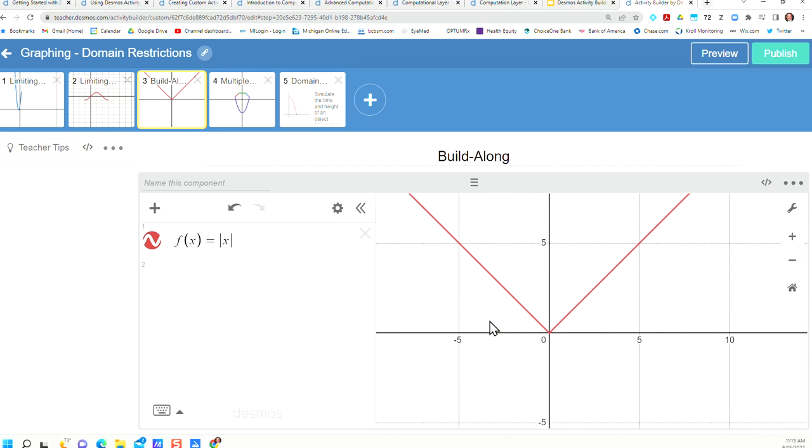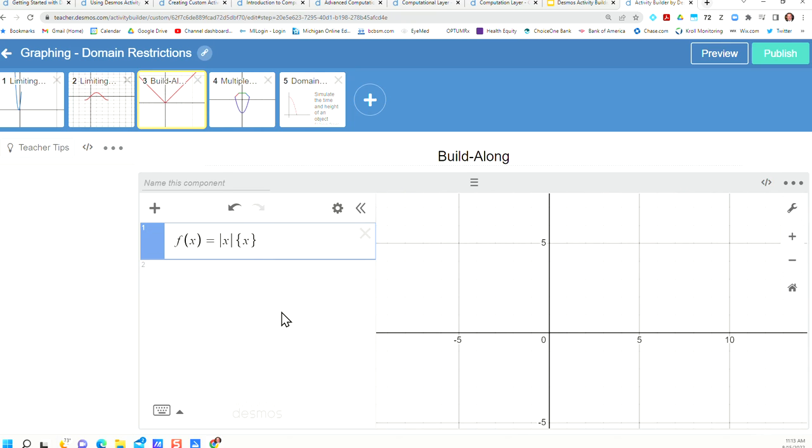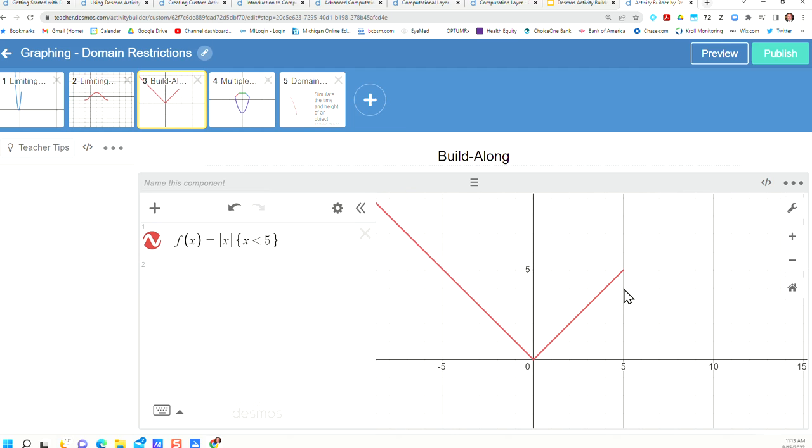It has no end, but then we can restrict. So let's say I want to see values less than or equal to 5. I use curly brackets, and inside of the curly brackets I type in x less than 5, and there it cuts off or restricts the graph of this to just values below 5. If I want to put an equal sign in there, I can put my cursor right after the inequality and press the equal sign, and it inserts it right below that inequality.